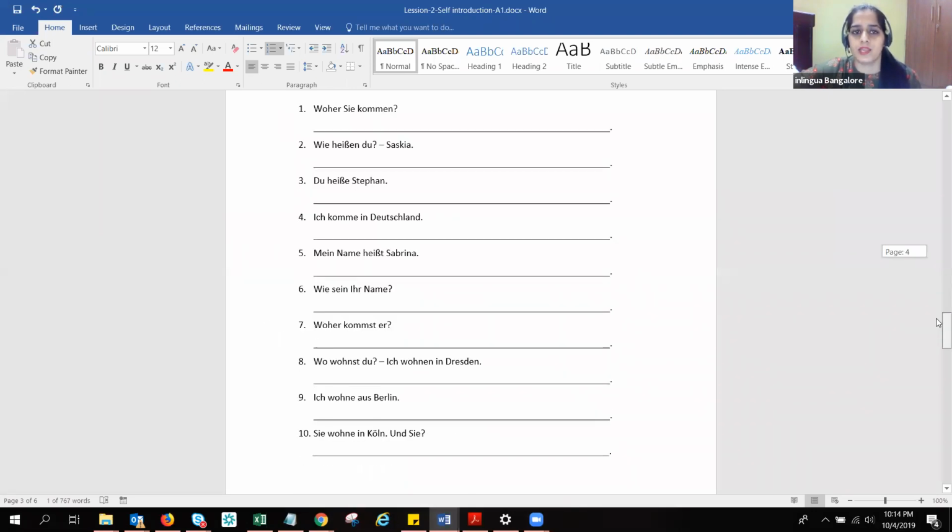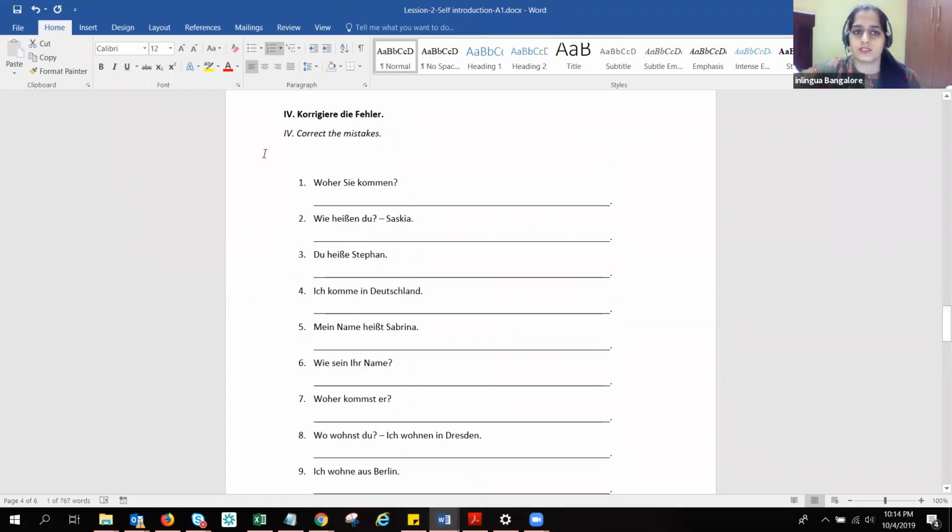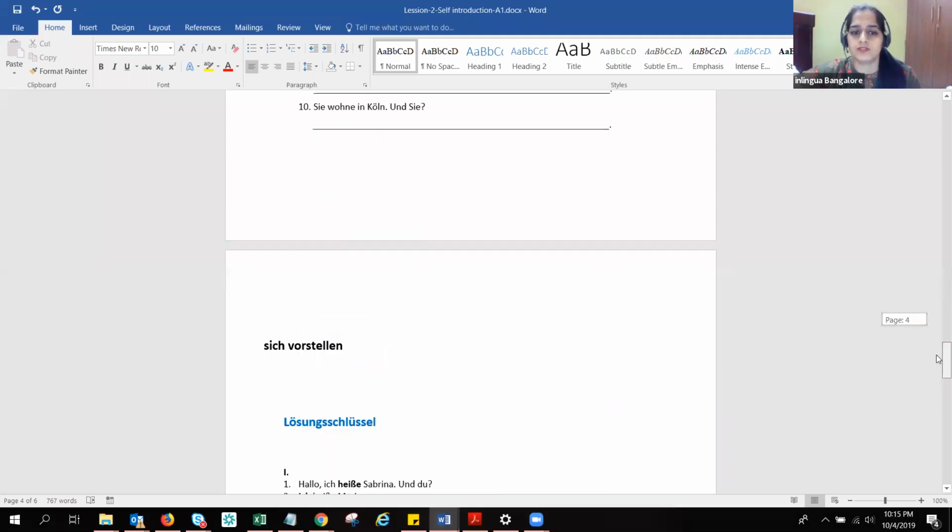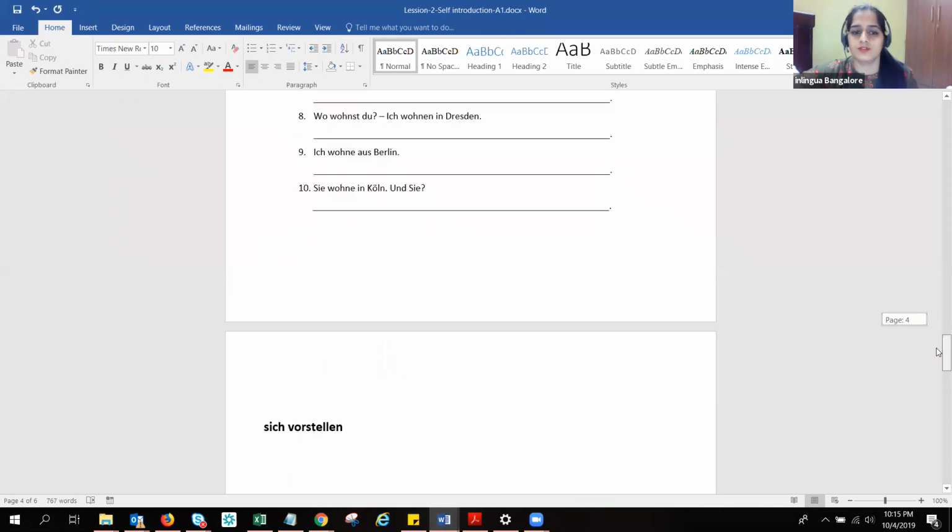For now, and this also. So what is this? Korrigiere die Fehler. Fehler is mistake. So you have to correct the mistakes in these sentences. There might be mistakes in verbs, okay, sorry, pronouns. So you have to check. First, read the sentence, try the translation and then check whether the question word is correct or the verb is correct or the verb ending is correct, or if the verb ending is correct, then whether the pronoun is correct according to the verb ending.